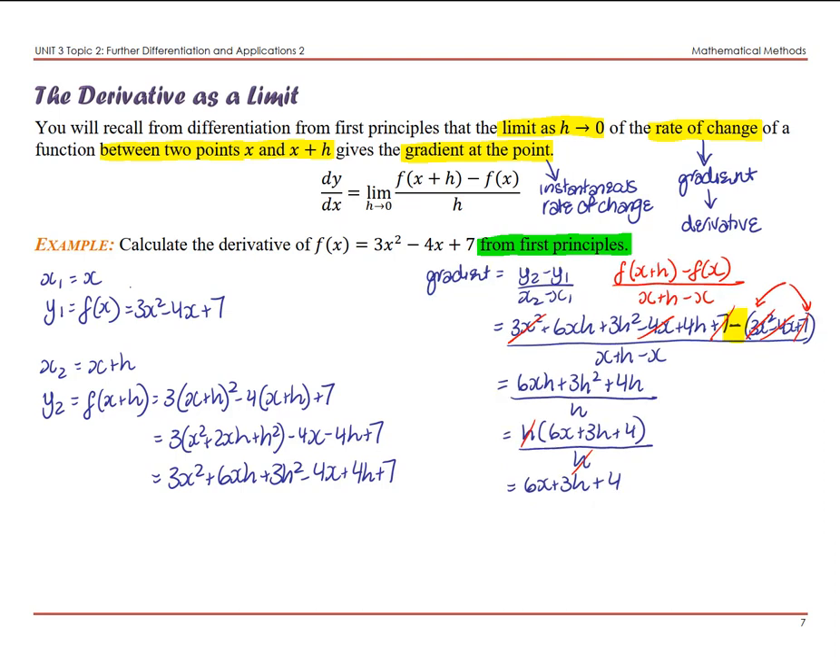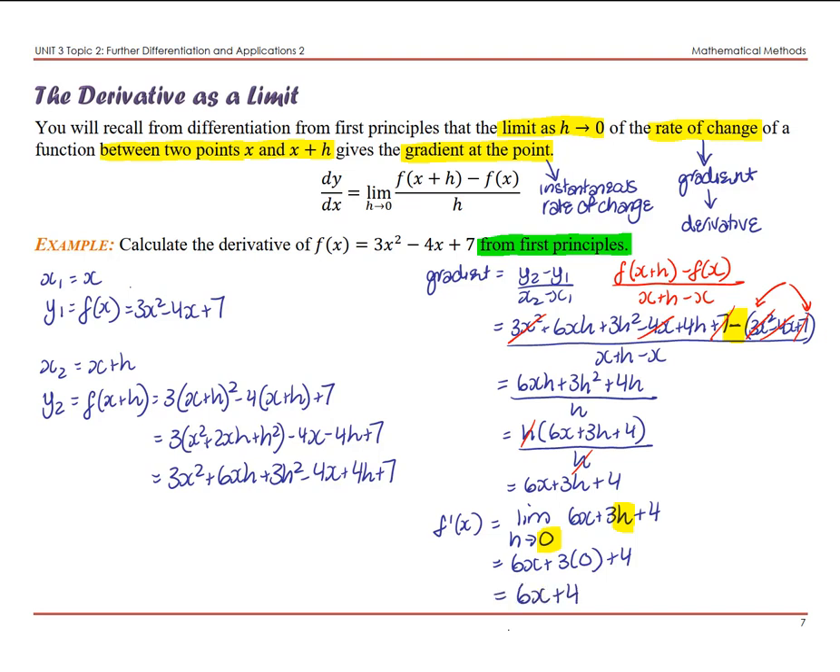So the next step is actually finding the derivative. So in this case, because we're given f of x, it's going to be f prime of x. Now make sure you know how to write this. This is what a lot of people struggle with. You're looking at the limit as h goes to 0 of 6x plus 3h plus 4. Right? You want to know the derivative at the point. So you're going to substitute 0 for h. So we have 6x plus 3 lots of 0 plus 4, which is 6x plus 4.